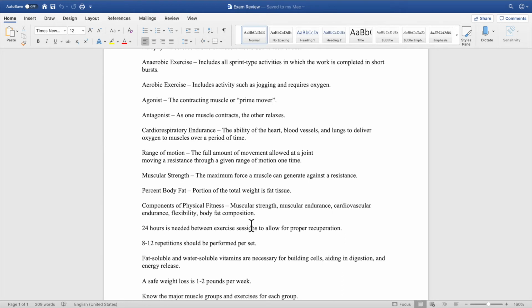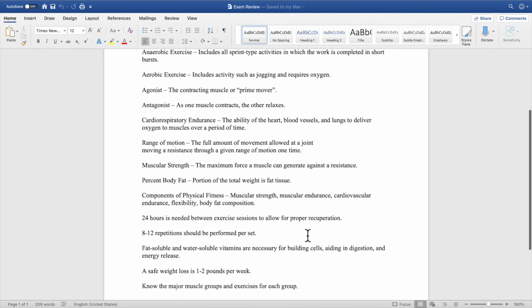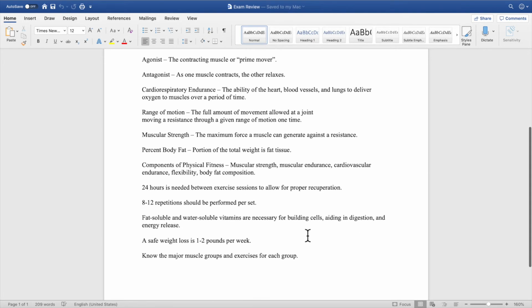So muscular strength. Percent of body fat is the portion of the total weight in your body that is fatty tissue. The components of physical fitness are muscular strength, muscular endurance, cardiovascular endurance, flexibility, and body fat composition.